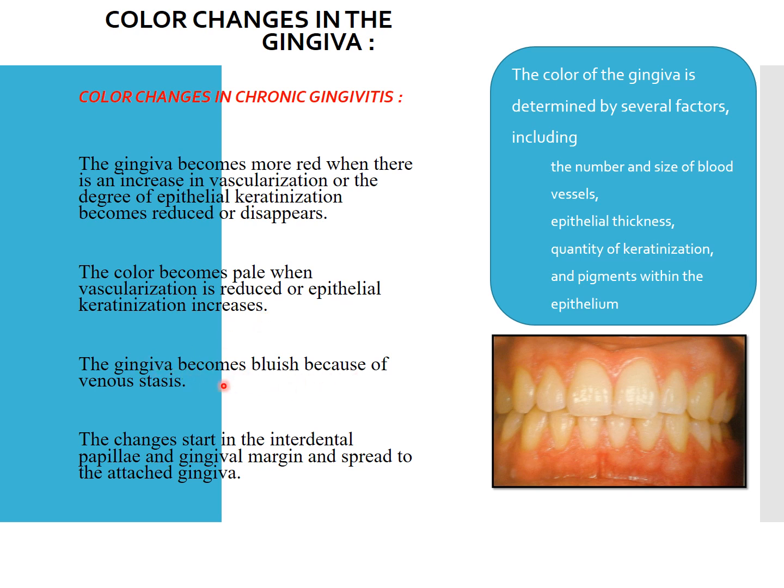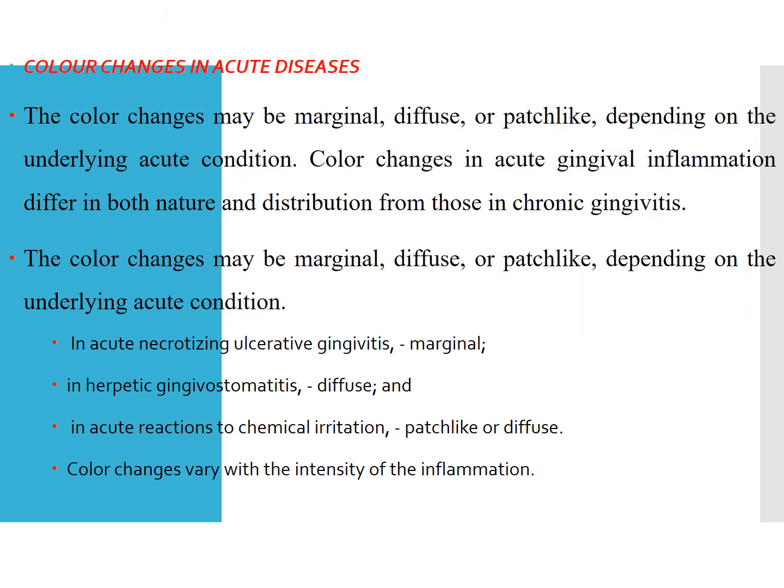You can see this in chronic gingivitis, that is the third stage of gingivitis, and the changes start in the interdental papilla and then the gingival margin, and then it will spread to the attached gingiva. Color changes can be seen in acute diseases also. The color changes can be marginal, diffuse, or patch-like depending on the acute condition. So color changes in acute gingival inflammation differ both in nature and distribution. That is what we said, that it can be marginal, diffuse, or patch-like.